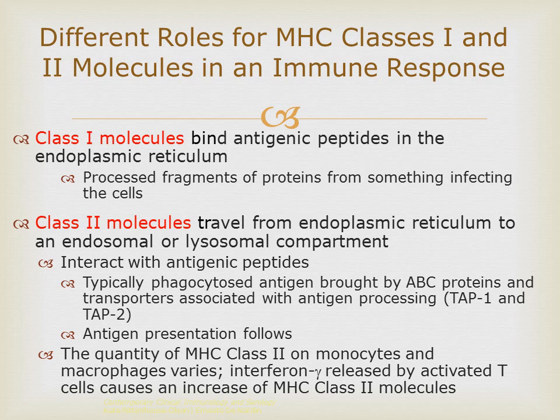We'll look at a case study that has to do with the TAP transporters being abnormal. The quantity of MHC class 2 on monocytes and macrophages varies. Interferon gamma released by activated T cells causes an increase of class 2 molecules.